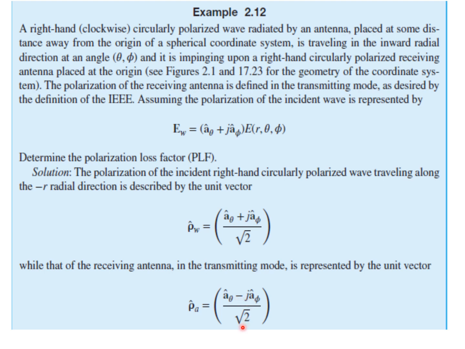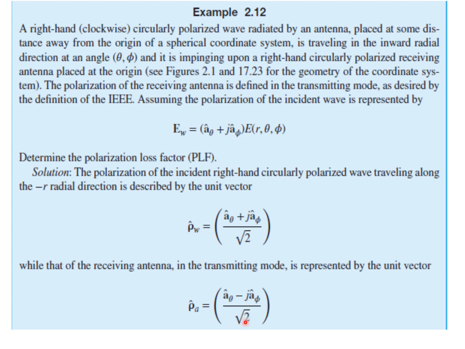What does it show? It shows that for the wave, the relative angle between the theta and phi components will be 90 degrees. So that means right hand circular polarized, and for the antenna, the relative angle between the theta and the phi components in the transmitting mode, the polarization will be left hand because the angle will be minus 90 degrees here.